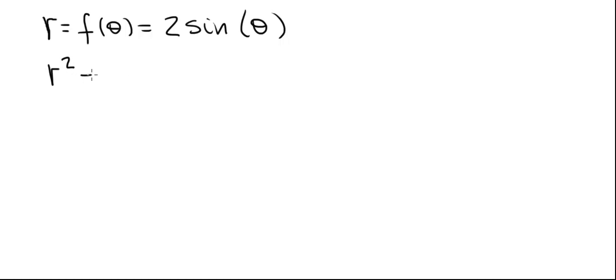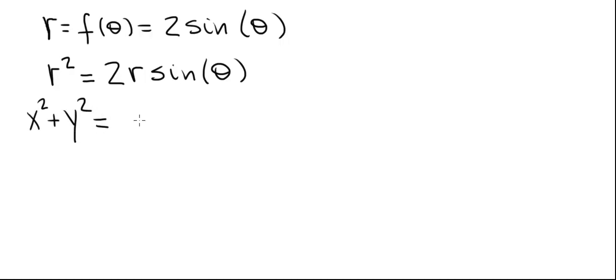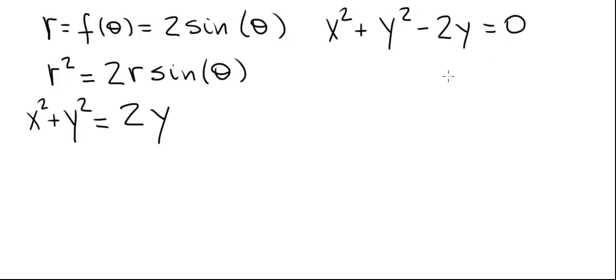The left-hand side becomes r squared. The right-hand side is 2r times sine of theta. r squared is x squared plus y squared. r sine theta is y, so the right-hand side is 2y. That gives us x squared plus y squared minus 2y equals 0.